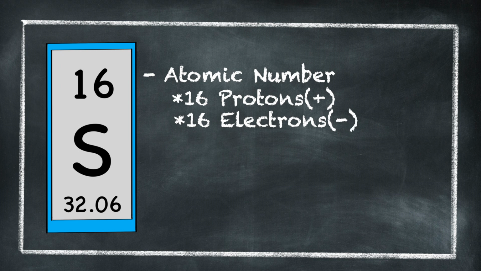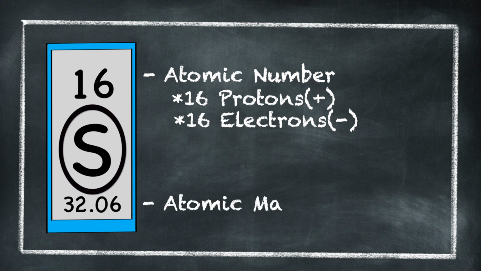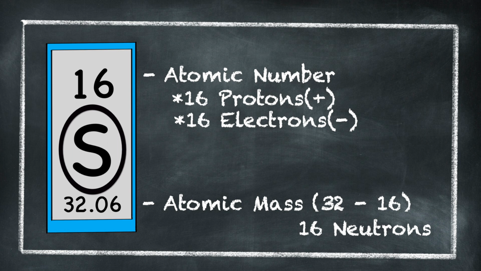The chemical symbol for sulfur is S. We also have with sulfur the atomic mass, the decimal number at the bottom, 32.06 atomic mass units. We can round that to the nearest whole number, which is 32. So in order to find the number of neutrons, all we're going to do is take our 32 and subtract our 16 from it. That's going to give us 16 neutrons. Okay, so that's sulfur. Let's work a different one.